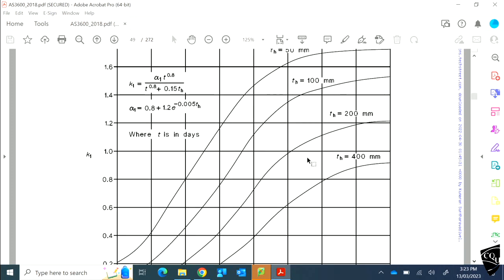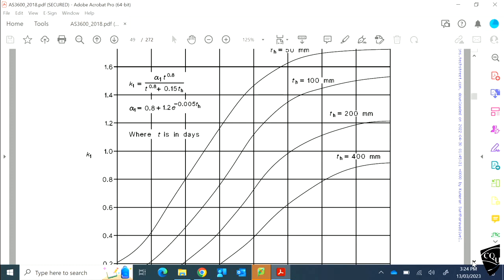The K1 equation is given: alpha 1 times T to the power 0.8 divided by T to the power 0.8 plus 0.15 TH, okay? So the alpha 1 is here. So we have a new term. T is the time, you know that, but we have a new term, TH, okay? TH is a new term. I'll come to that one in a minute.